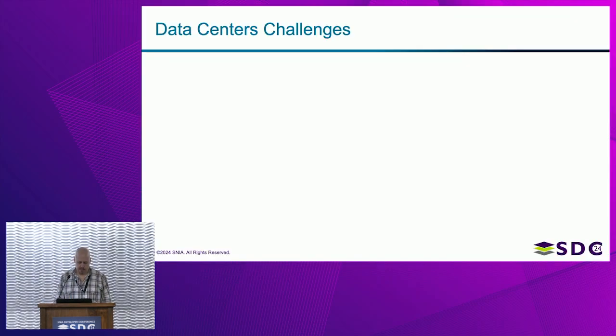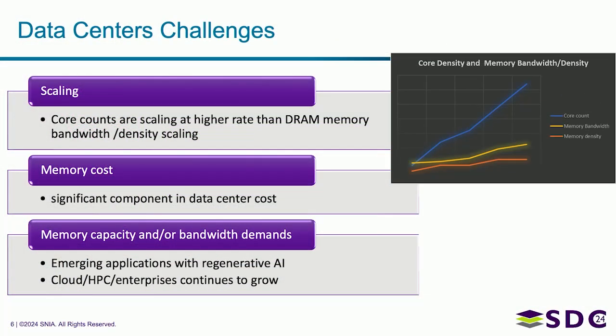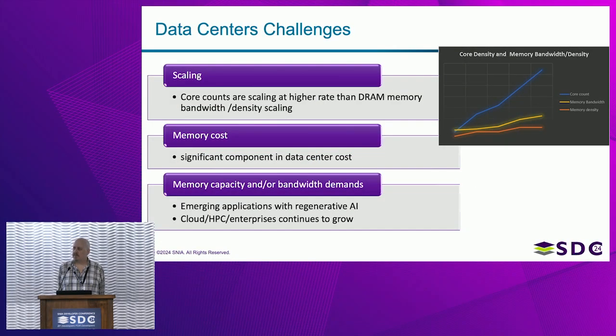And so I'm going to talk a little bit about CXL and data center challenges. So, you've probably all heard about the scaling challenges going on with data centers today, especially with increasing core counts. Cores can be a good thing, but they also can be a bad thing when it comes to scaling your memory.